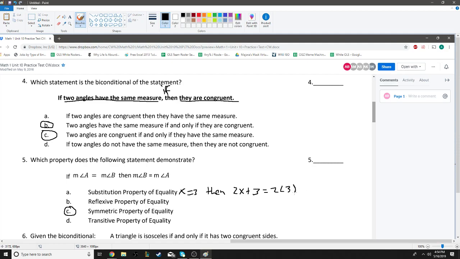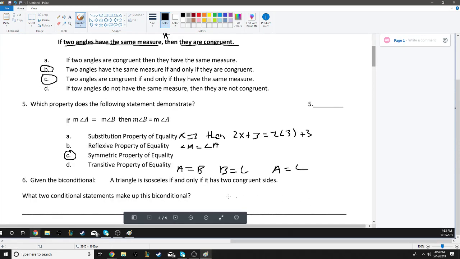So we're plugging in 3 for x in this case. So that's the substitution property. Reflexive property would be like if angle A is equal to angle A. Like that's anything equals itself. And then the transitive property is the whole if A is equal to B and B is equal to C, therefore A is equal to C. That's the transitive property.